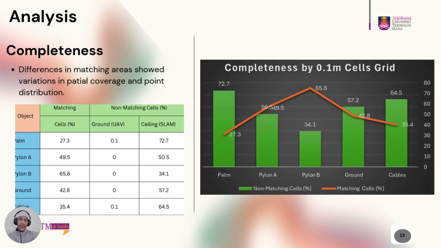Completeness assessment was performed to evaluate how well both datasets cover the same spatial area. Based on the result shown in this slide, different objects have different matching percentages. For example, the oil palm only recorded 27.3% matching cells, which indicates large differences in representation due to its complex structure. Meanwhile, rigid structures such as pylons show better matching because their geometry is more stable. Hence, the difference indicates that both systems capture and represent the environment differently based on their acquisition method.